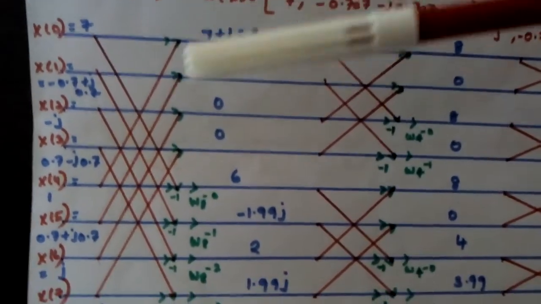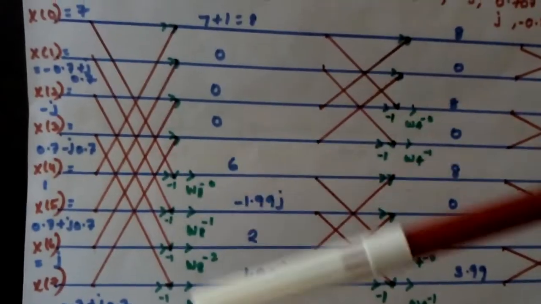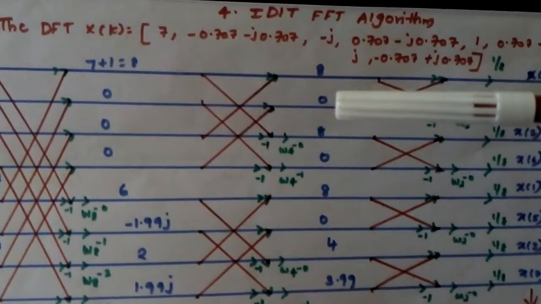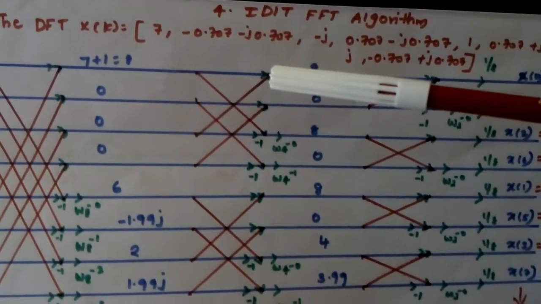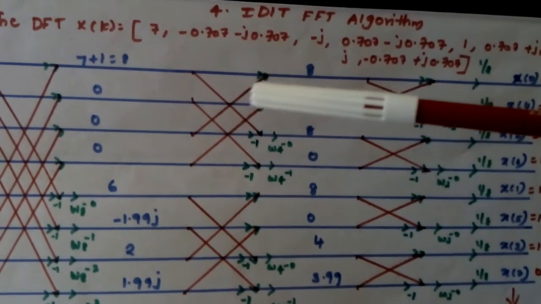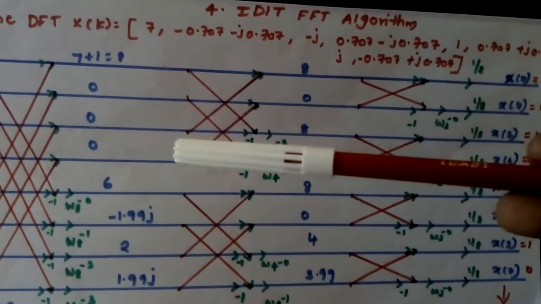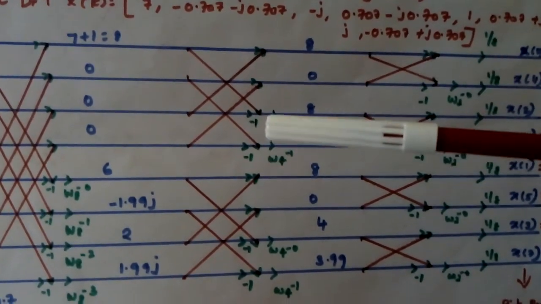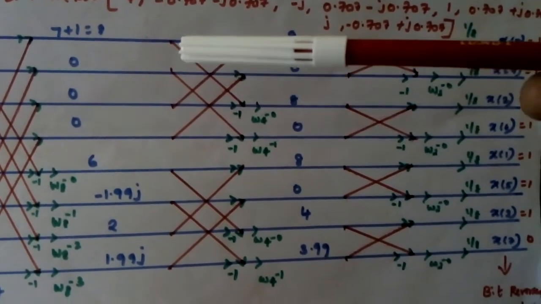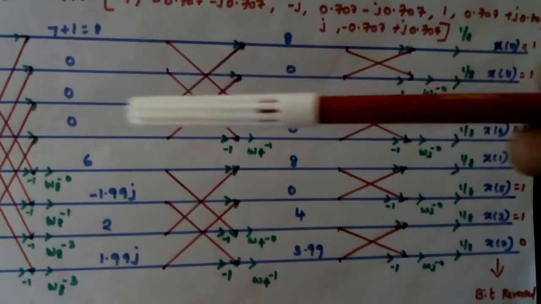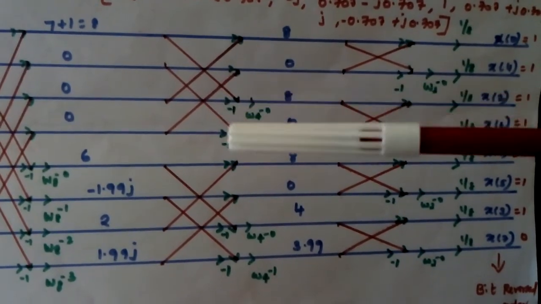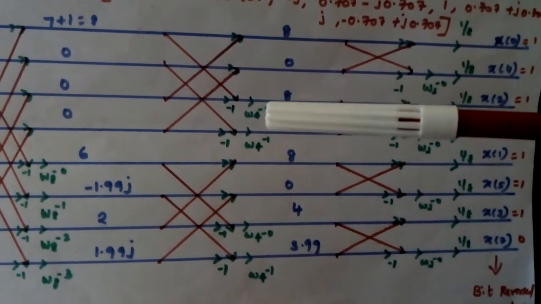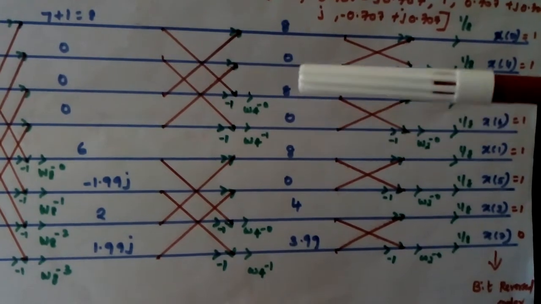Similarly we have to find all the values, and those values will be input to the next stage. Coming to this point, if you want to find this value, the straight line here has value 8 and this line is 0, so 8 plus 0 is 8. Coming to this one, the line here is 8 and here it is 0, so 0 into minus 1 is 0. After adding 8 plus minus 0, it is 8, multiplied with W4 to the power of minus 0, value will be 1, so it is 8.